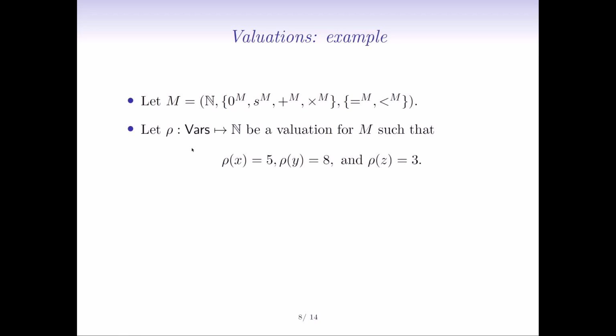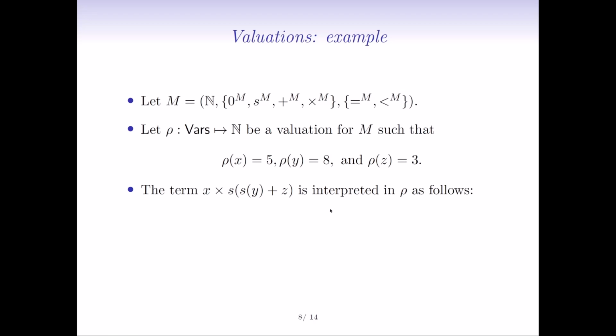So I'm going to let rho be a valuation for this structure, so it's going to map variables to the domain of the structure, which in this case is natural numbers. Of course, there might be infinitely many variables, but I'm going to just choose one. I don't care about the other variables. We're going to say that rho of x is 5, rho of y is 8, and rho of z is equal to 3. Now, here's a term in the language, x times s of (sy plus z). So that is basically x multiplied by the successor of y plus z.